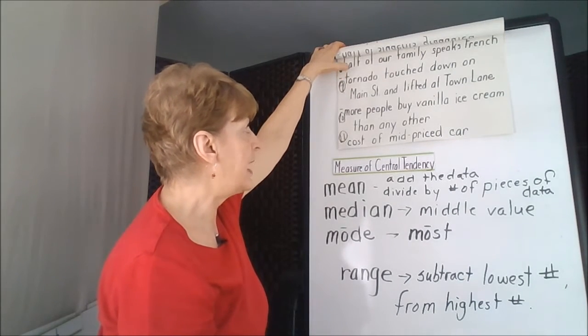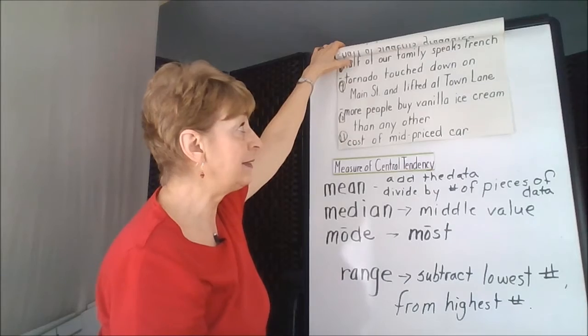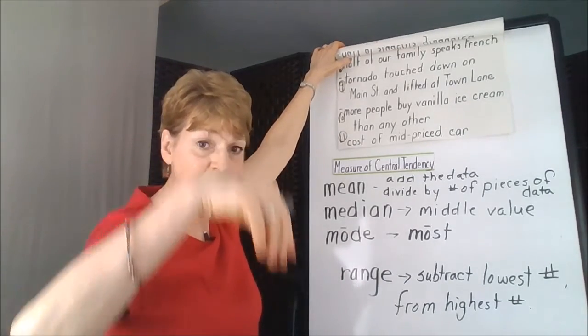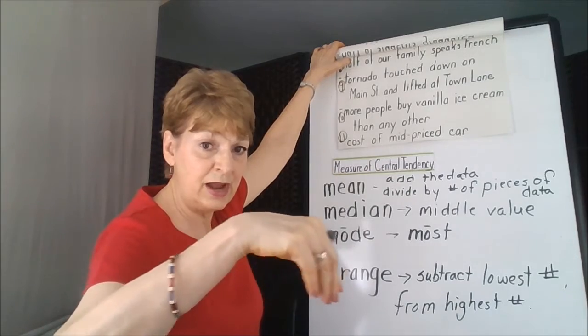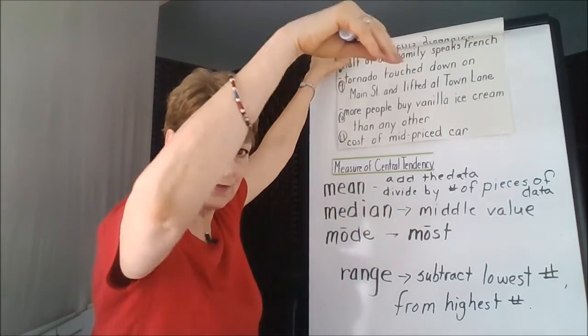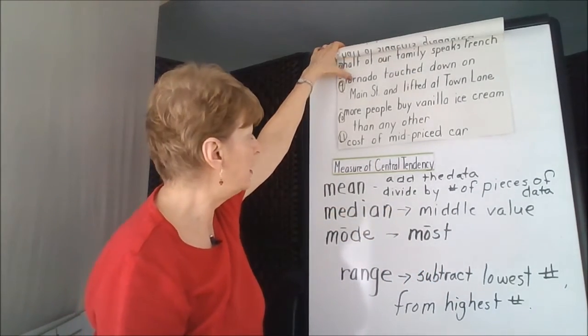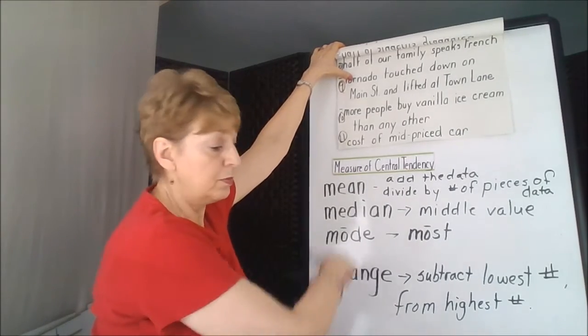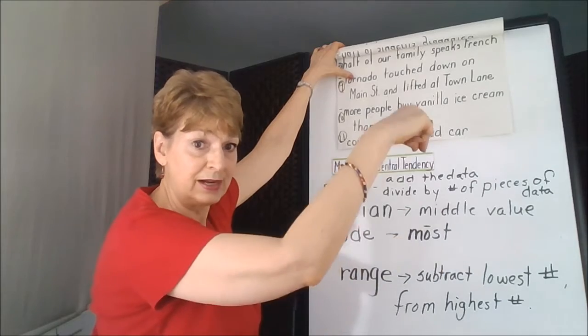Tornado touched down on Main Street and lifted at Town Lane. So the tornado came and hit the ground, and then it traveled along the ground for a while until it finally went back up the funnel. So we're talking about range here, where it started and where it stopped.